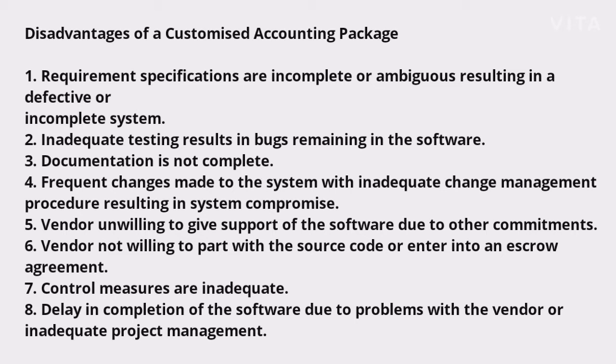Vendor unwilling to give support of the software due to other commitments. 6. Vendor not willing to part with the source code or enter into an escrow agreement. 7. Control measures are inadequate. 8. Delay in completion of the software due to problems with the vendor or inadequate project management.